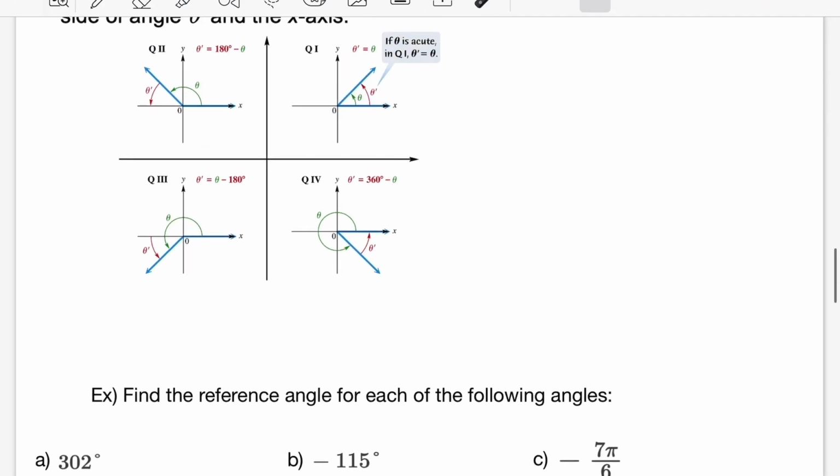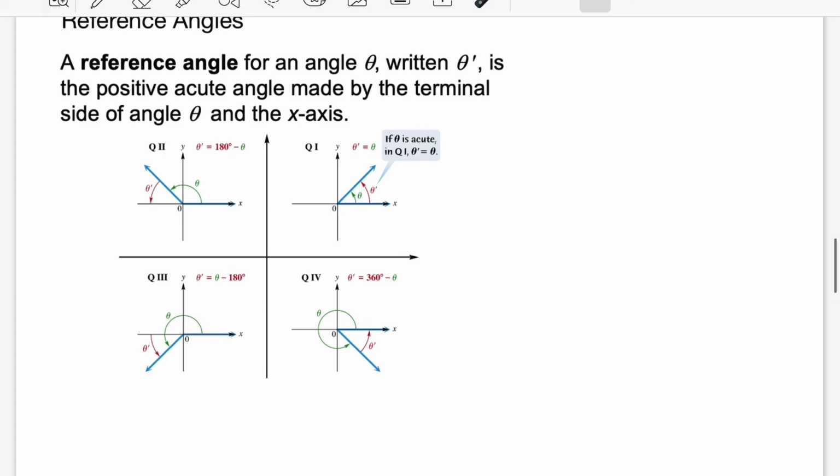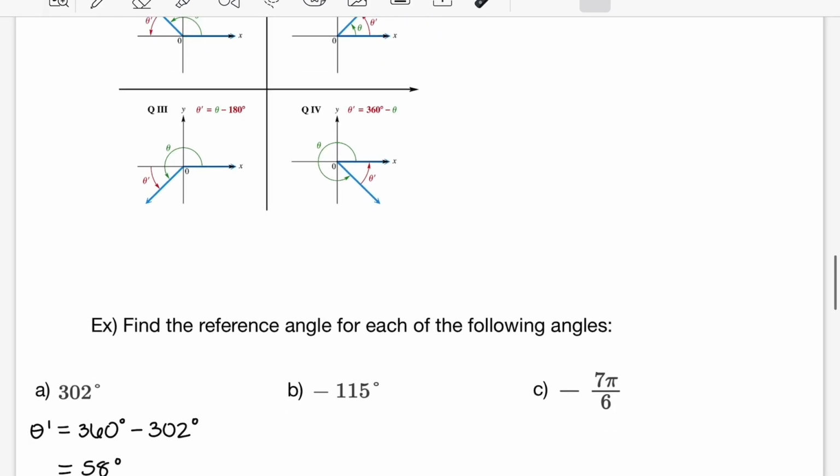Now for part B here, we want to find the reference angle for negative 115 degrees. But before we can do that, notice that when we're finding our reference angle, theta is always going to be in standard position. So we're starting here at the x-axis and rotating in this direction, and our terminal side is given by these guys here. So in this case, this is not in standard position. This is negative 115 degrees, so we're actually starting on the x-axis and rotating in this direction. So before we can find the reference angle, what we're going to want to do is find its coterminal angle.